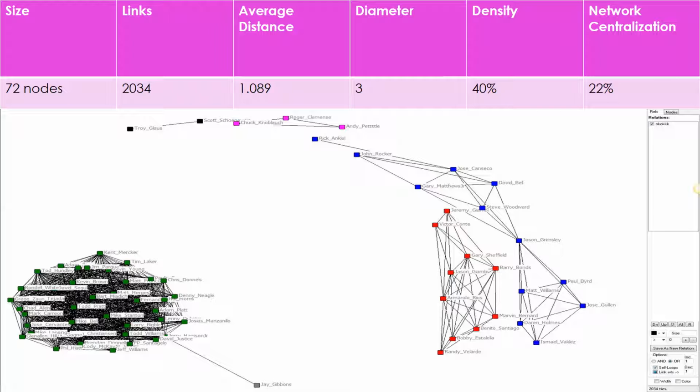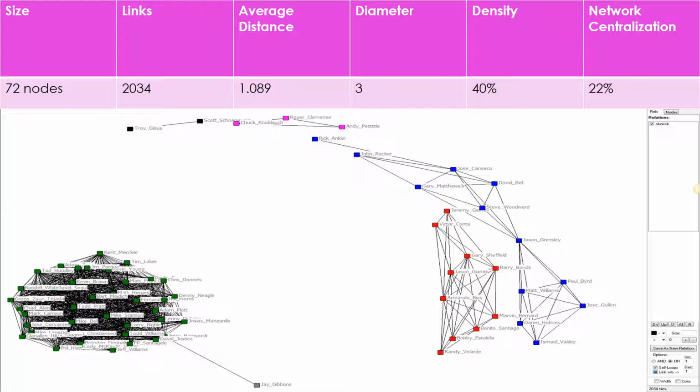So this analysis basically just gave me a general overview of the network. As you can see, the size of the network is 72 nodes, which means 72 players. There's 2,034 ties or links between the players in the network. The average distance between the nodes is 1.089. The diameter of the network is 3. The density is 40%, and network centralization is 22%.